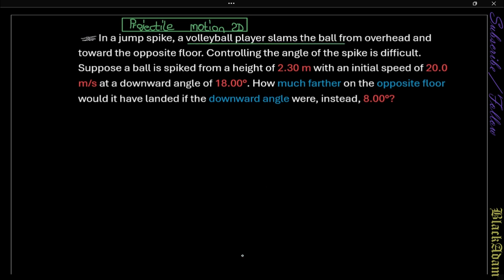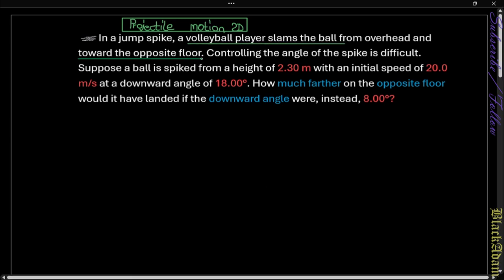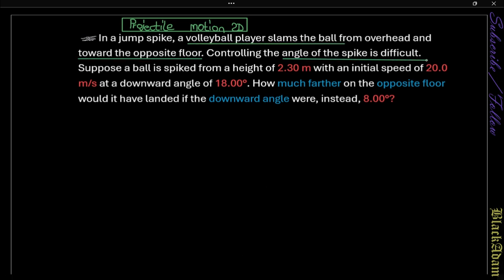And we have a volleyball player that slams the ball overhead and towards the opposite side. The angle of the spike is difficult, as you know, and the height is 2.30 meters, speed 20 meters per second, downward angle that's 18 degrees. How much further will the ball land on the opposite floor if the angle is changed to 8 degrees?